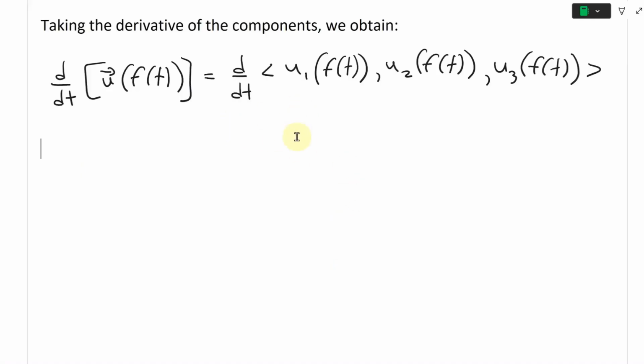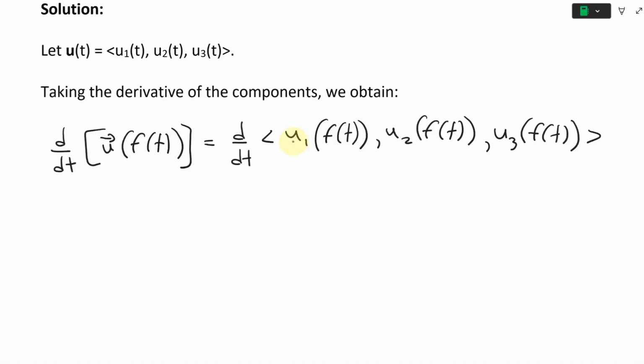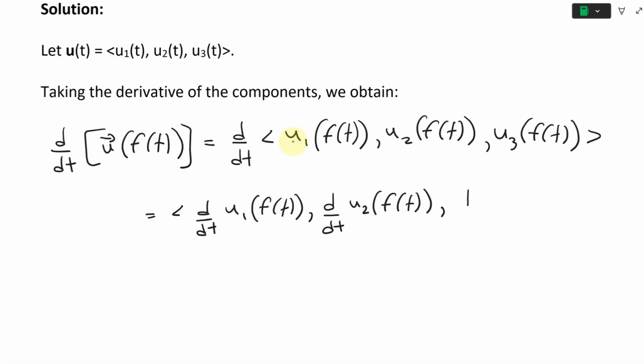All right, so we separated that like that, and now we take the derivative inside each one. So this is just going to equal d over dt of u1 of f of t, and then the next one, d over dt, so we do it in each component, of u2 of f of t, and then d over dt of u3 of f of t, like this.